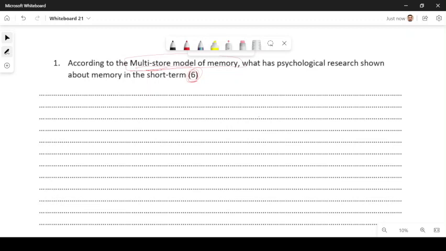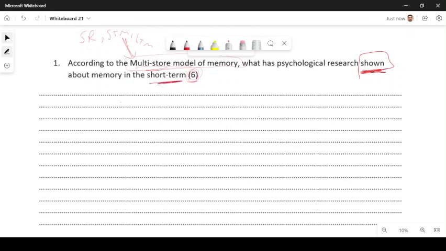So hopefully if you paused that video, you've now had a think and you now know that the model we're dealing with is the one with the 3 boxes. So we have our sensory register, short-term and long-term memory. But the question is actually saying, what has psychological research shown? Okay, so this is a really, really important key word over there, and then it says about memory in the short term. So we are dealing with just the short term.